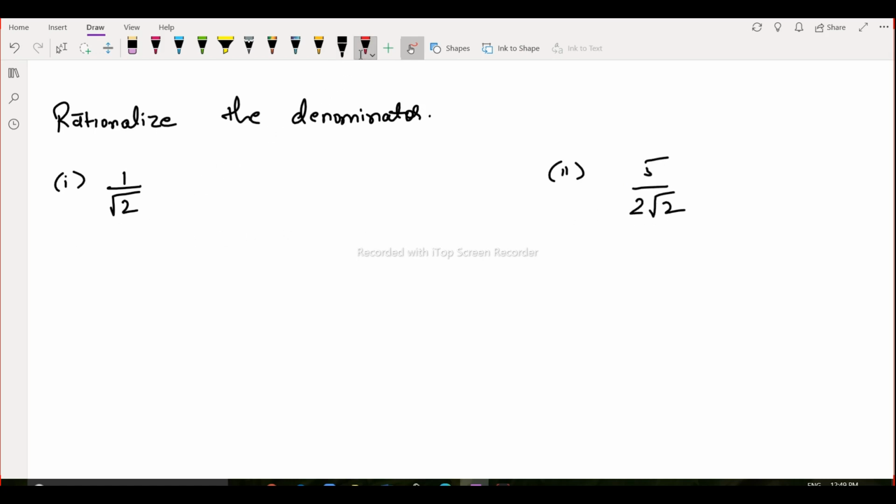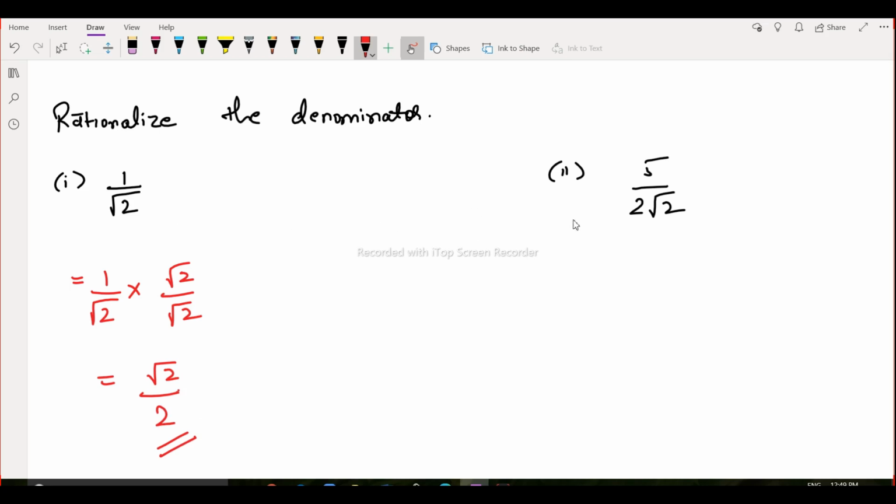So how can we go about this question? So 1 by root 2. What I'll do is multiply and divide by root 2. So this will give me root 2 upon 2. So I have rationalized the denominator and I got root 2 by 2.